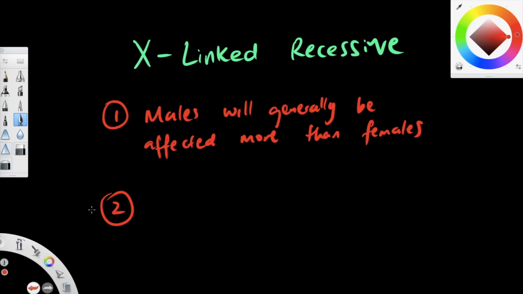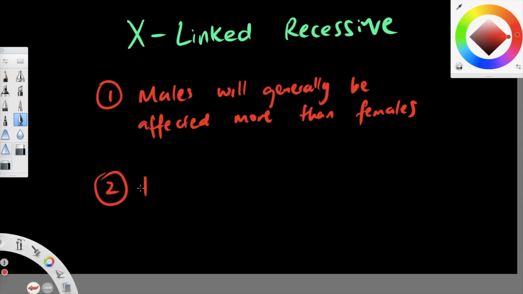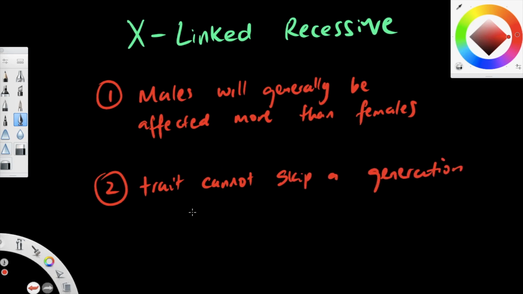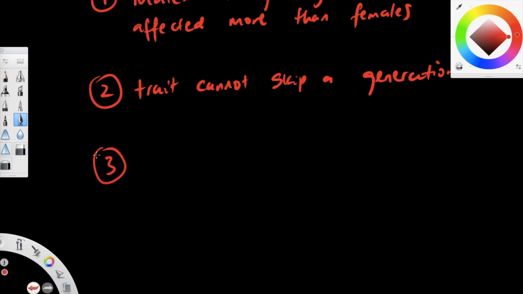The second criteria is that it is possible for the trait that is inherited via X-linked recessive to skip a generation, and this is also similar to autosomal recessive, right? The trait could skip a generation, or it may not skip. It really depends. Whereas in X-linked dominant and autosomal dominant, the trait cannot skip a generation. All right, so let's just write that down. Trait cannot skip a generation.